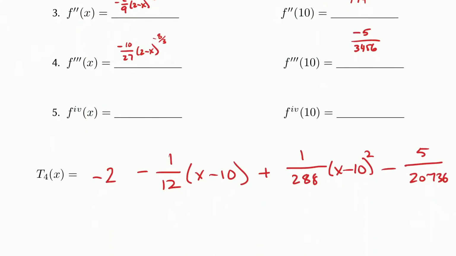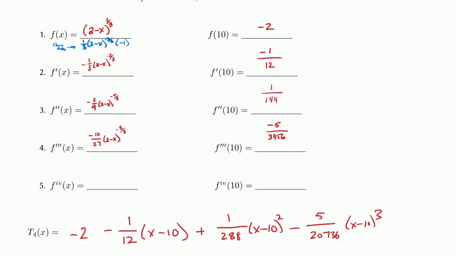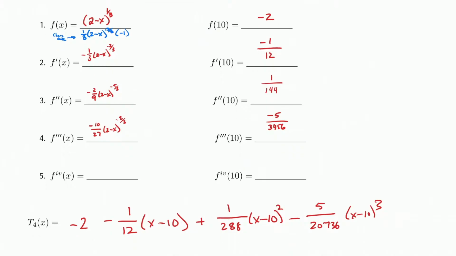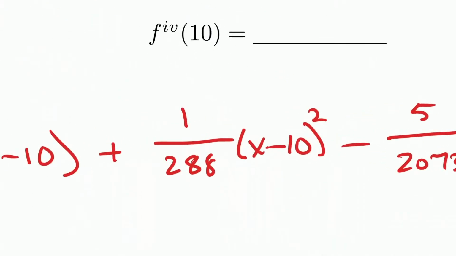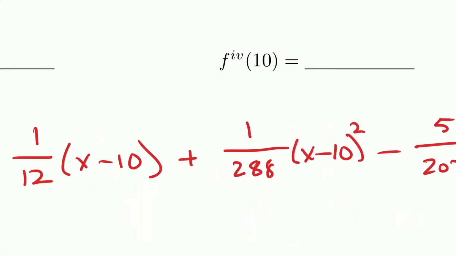But this was only asking for the first 4 non-zero terms, so all I'm going to do is copy down that first term, the negative 2, and then I'll take this thing times x minus 10, and then the next one divided by 2. So maybe I should have written that. Let me do this. So this is 1 over 144, all divided by 2 factorial.